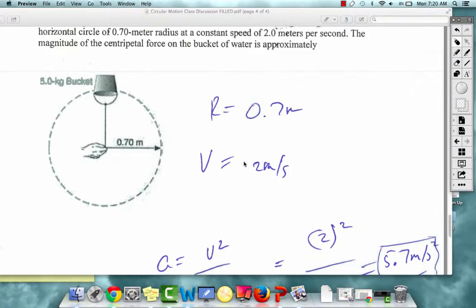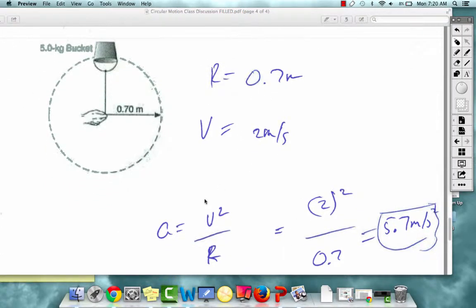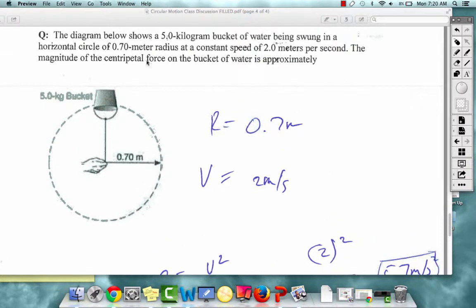With those numbers, I can actually calculate the acceleration, and acceleration equals v squared over r. The v is 2, so I'm going to take 2 squared divided by the radius, which is 0.7, and if you do that math, 2 squared divided by 0.7, you should get an acceleration of 5.7 meters per second squared. Okay, so now we got the acceleration.